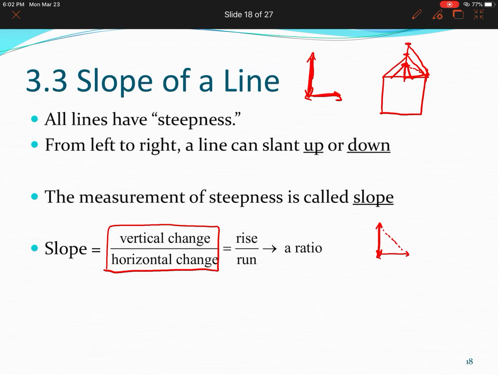Okay, so that's what slope actually tells us. And then that gives us the steepness of this line. And so what we refer to that as is rise over run. You've heard that probably before in an algebra class, rise over run.